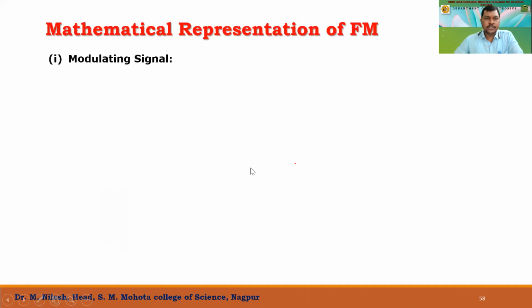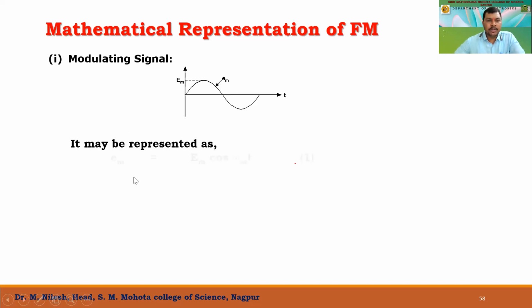Then the next one is the mathematical representation of FM. Now, how will FM appear, the frequency modulation waveforms, what would be the actual derivation of it? That is being shown in this. So the modulating signal is like this. This sine wave, the modulating signal, as we have studied in amplitude modulation, is represented as em equal to Em cos omega m t.